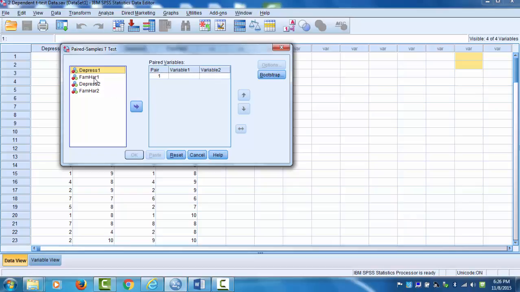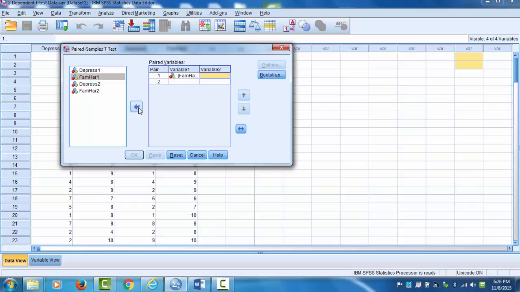So first of all, our first question was about Family Harmony 1. So I'm going to take Family Harmony 1, the pretest. Notice the arrow is pointing toward the direction of the box with the paired variables. So I'm going to click on that, and it moves the variable over. Now if you move the wrong variable, don't worry, you can just highlight it again. Notice the arrow is pointing in the other direction. You can move it back.